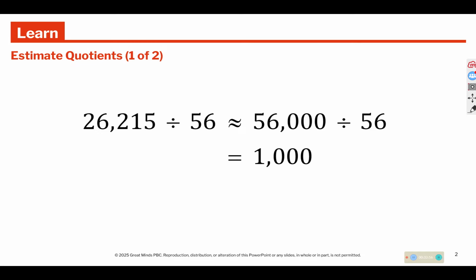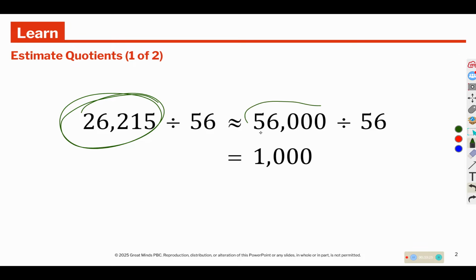Here we have 26,215 divided by 56. And they've approximated 26,215 as 56,000 divided by 56. Is this a reasonable approximation? This is not a great approximation because they've rounded 26,000 to 56,000. That's a big jump. So this is not the best way to approximate this. Let's think of a better way to do this approximation.